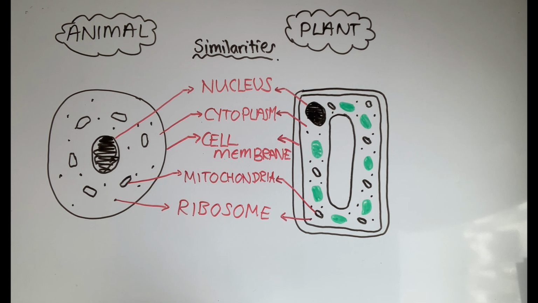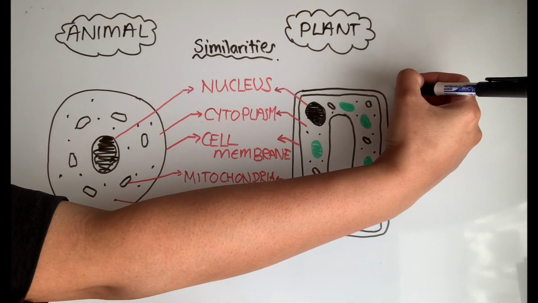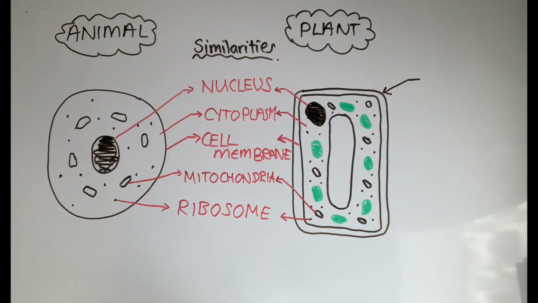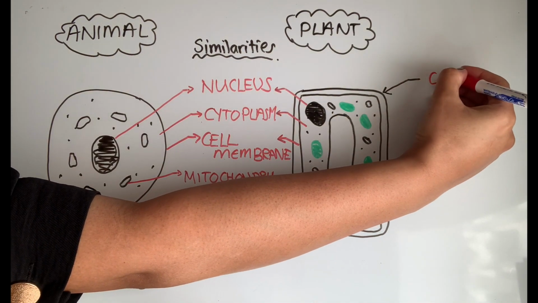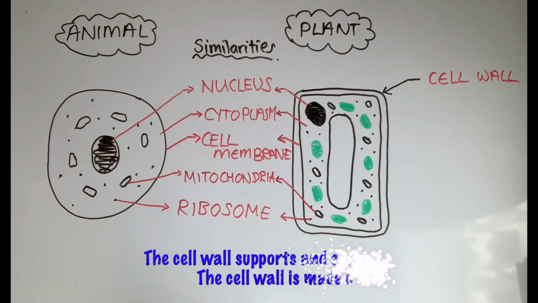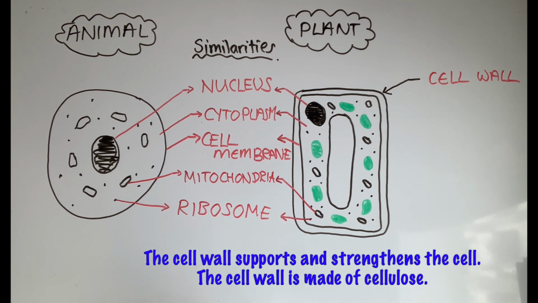And now let's look at the things that are different for the plant cell compared to the animal cell. Now, one of the first things that we will notice is we have this outside part, and this outside part is called the cell wall, and it's only the plant cell that has the cell wall. The cell wall is important because it supports and strengthens the cell, and it's made of cellulose.